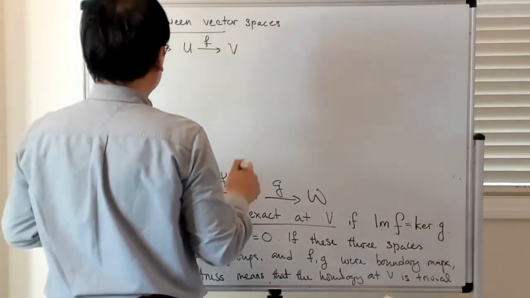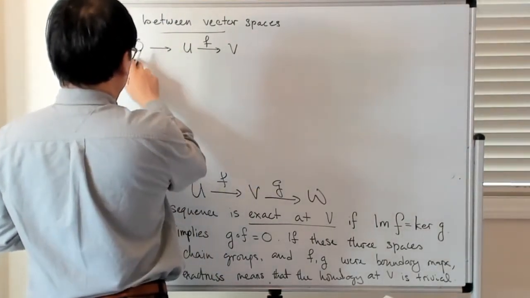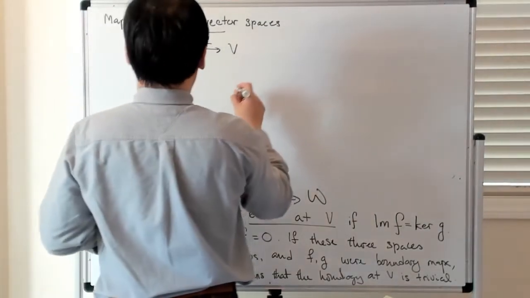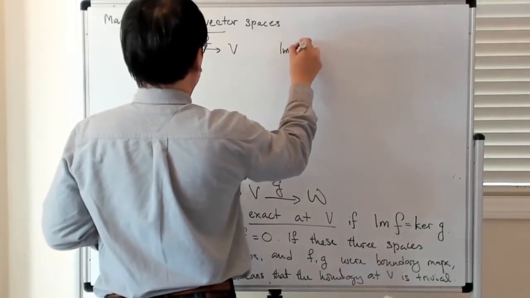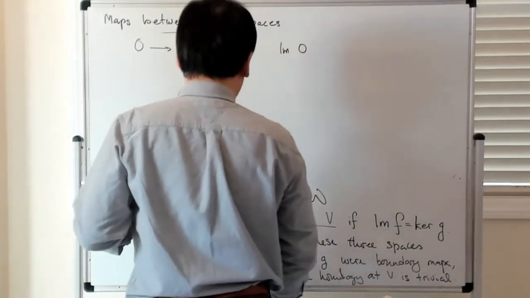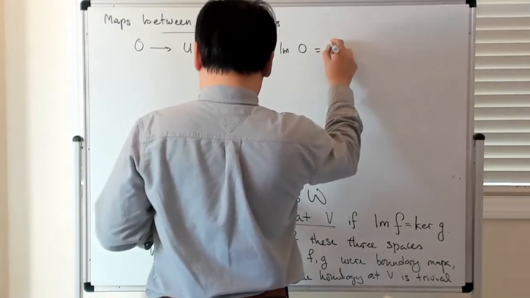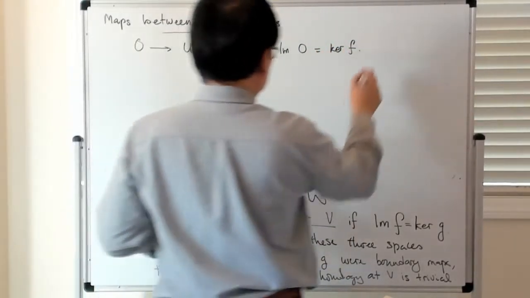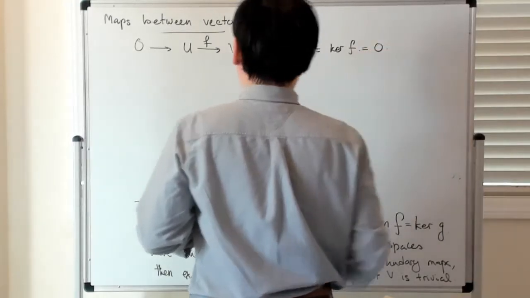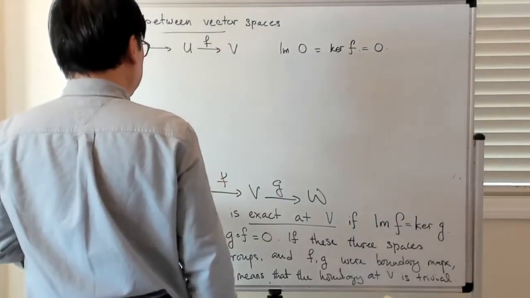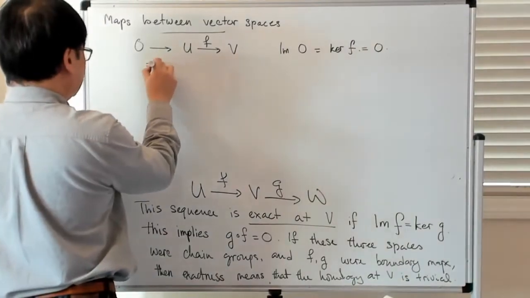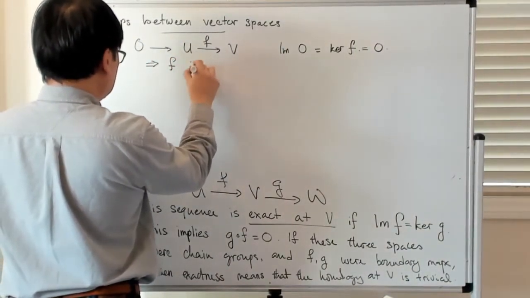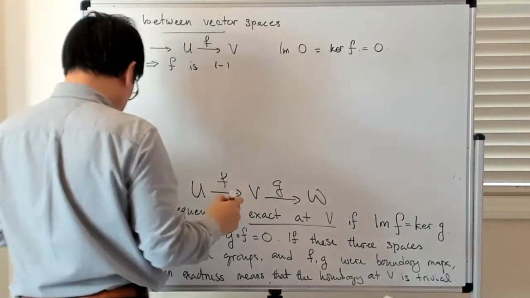What that means is that the image of this map is equal to the kernel of F. So the image of the 0 map is equal to the kernel of F, right? So that means the kernel of F is equal to 0. Okay, so this basically implies that F is one-to-one, otherwise known as injective.